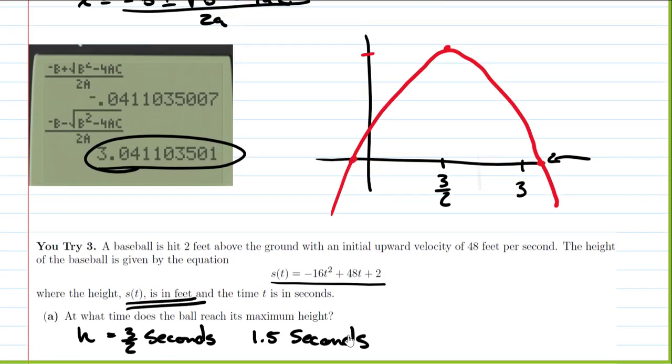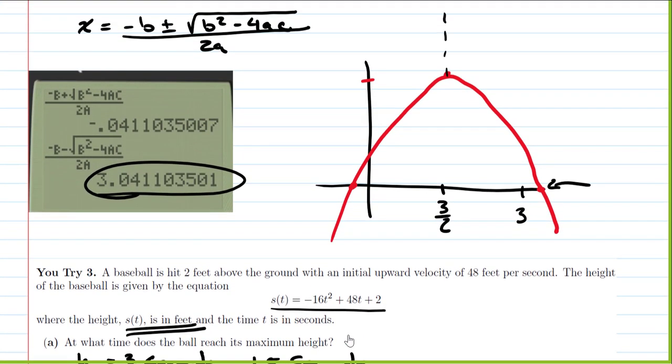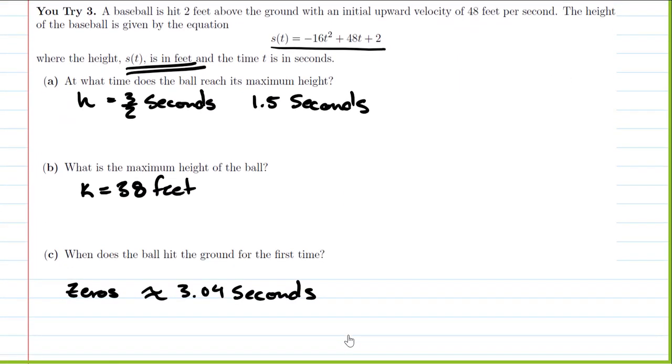Well, that should make sense because we know parabolas are symmetric around their vertex. Well, how long did it take the ball to go from 2 feet to its maximum height of 38? Well, the distance from here to here is 1.5 seconds. So then the time for it to get back to 2 feet above the ground would also be 1.5 seconds, which would be 3 seconds. So then to fall the last 2 feet, how long did it take? 0.04 seconds, right? Because we know parabolas are symmetric about their vertex. All right.